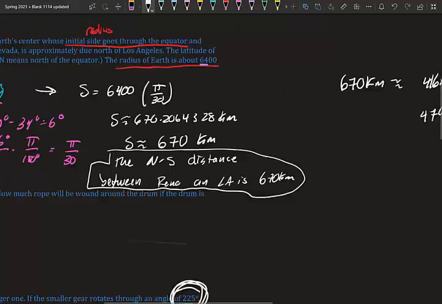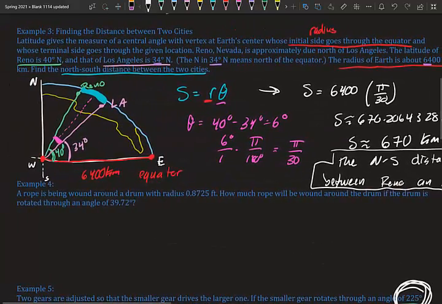All right. Example 4. A rope is being wound around a drum with radius 0.8725 feet. How much rope will be wound around the drum if the drum is rotated through an angle of 39.72 degrees? Say how much rope will be wound around the drum 5 times fast. That is a hard one. That's a tongue twister.